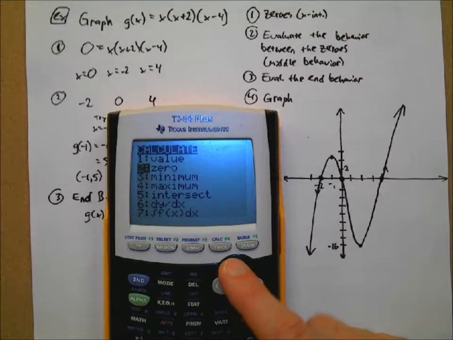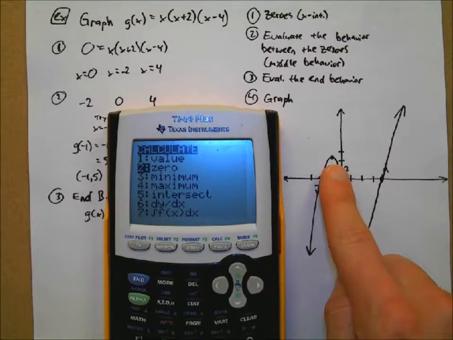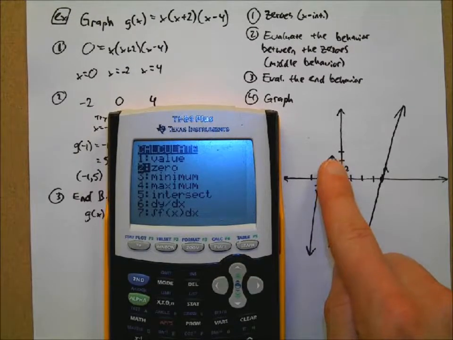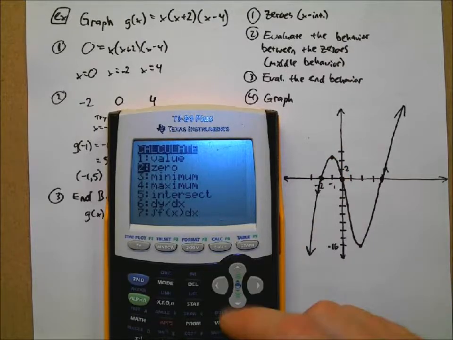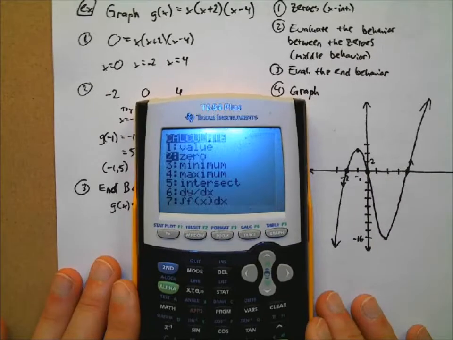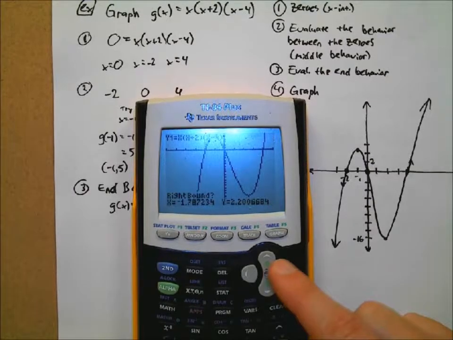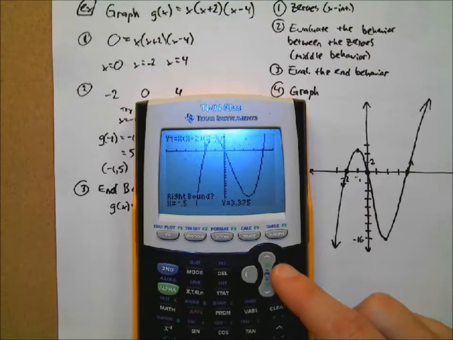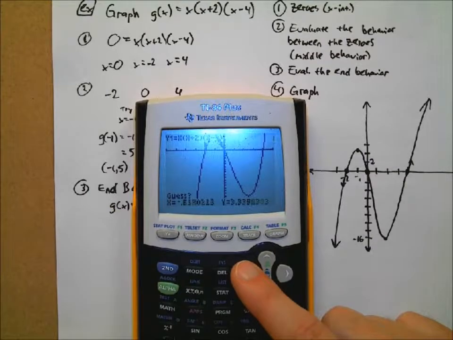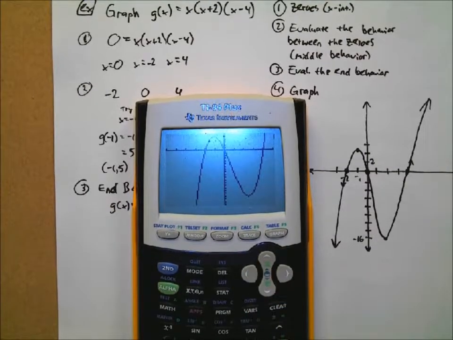So let's say I want to find this point right here. Let's say I actually want to find what that coordinate is on my graph. What command should I use? Maximum, right. Okay, so we'll go to the left of the maximum, hit enter. We'll go to the right of the maximum, hit enter. The guess part, I think, is for us to go close to what the actual maximum is and then hit enter again.